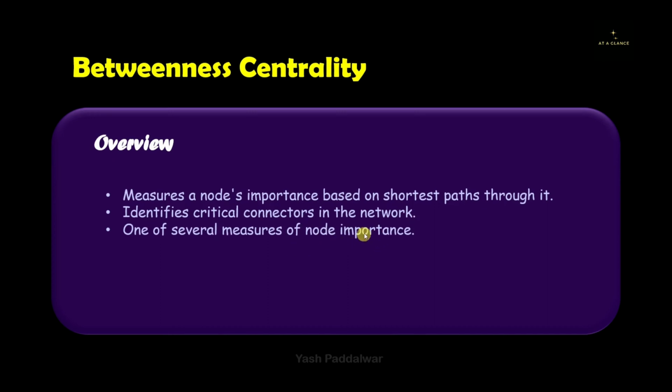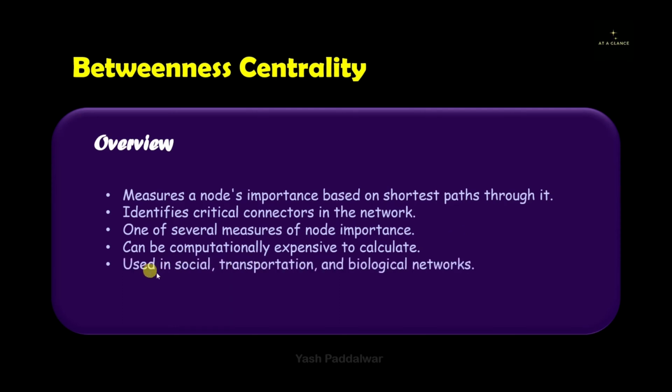If it is still not clear, then don't worry, we'll be looking into an example which will clear all your doubts. Now, this measure of betweenness centrality identifies the critical connectors in the network. Note one thing, that betweenness centrality is just one of the several measures of calculating a node's importance. Calculating the betweenness centrality of a node inside a complex network can be computationally very expensive, because we have to look at all the possible paths as well as all the possible iterations. So it takes a lot of time as well as a lot of computational resources to calculate this.